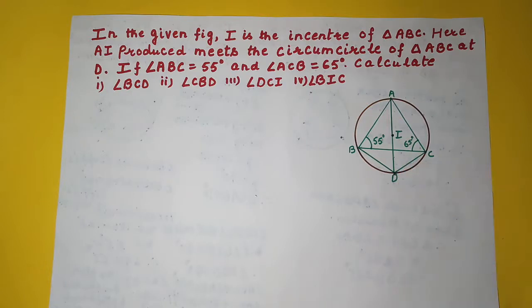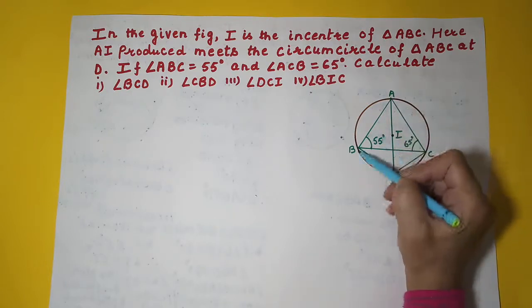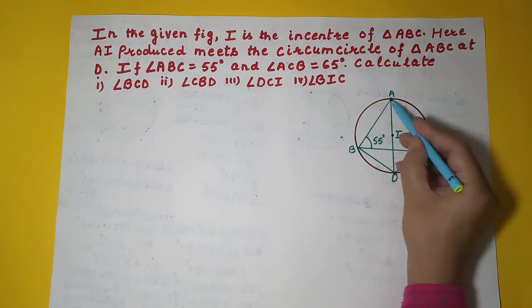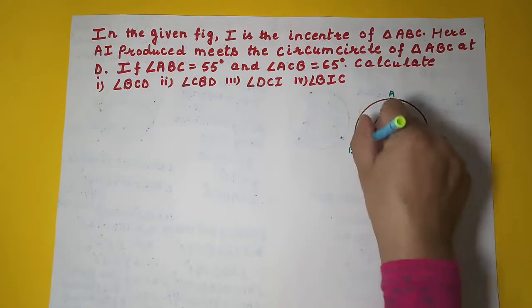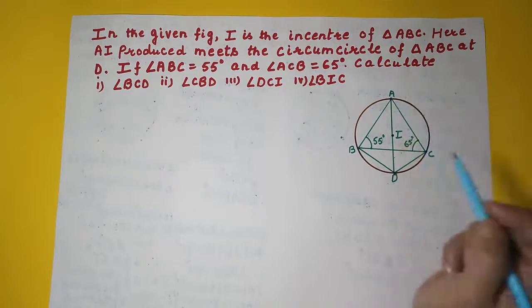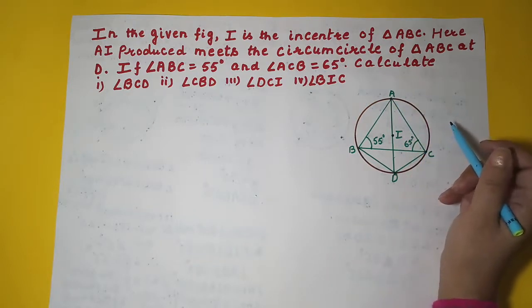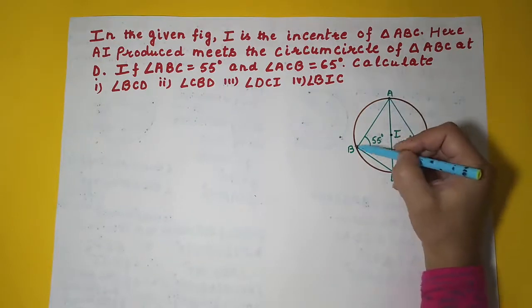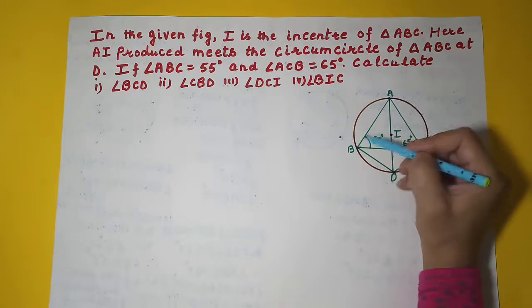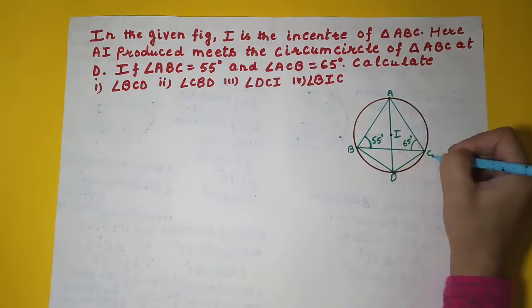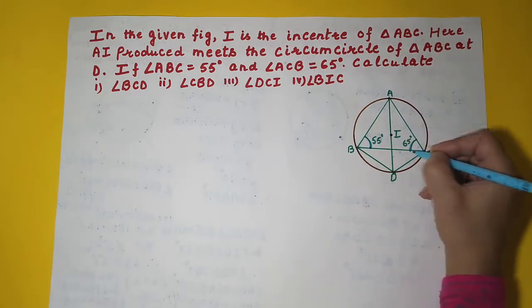What do we mean by circumcircle? Since we have this triangle ABC, all its endpoints are lying on the circumference of the circle. That's why it's called the circumcircle. So, he's saying that angle ABC is 55 degrees, and angle ACB is 65 degrees.